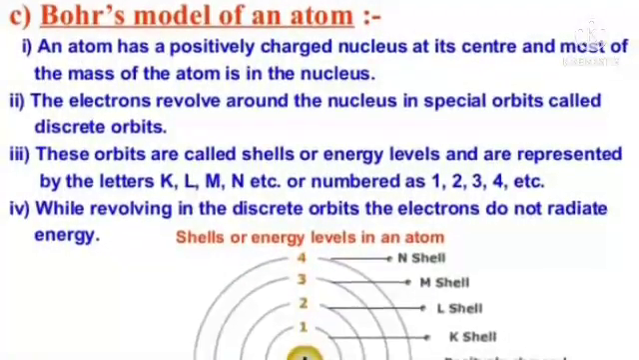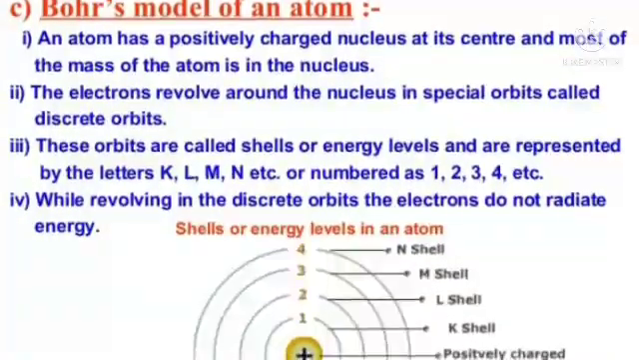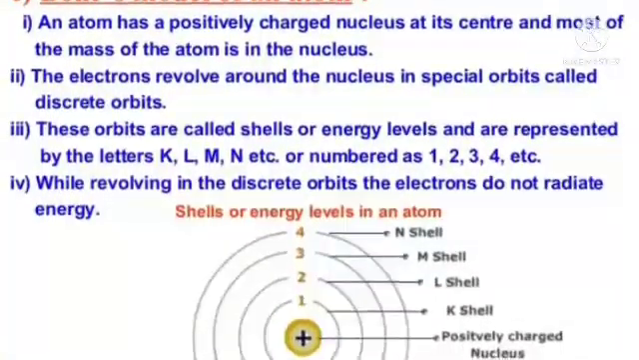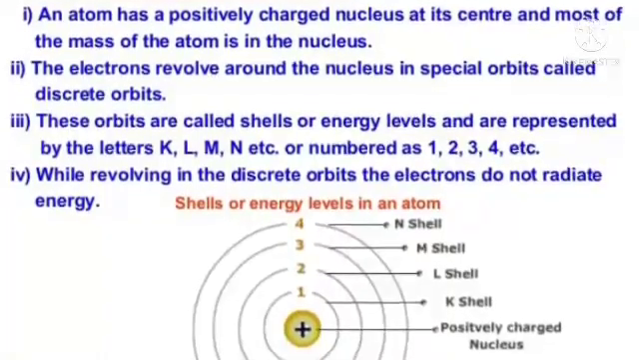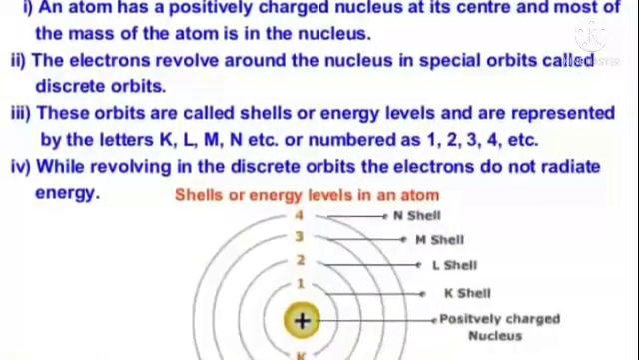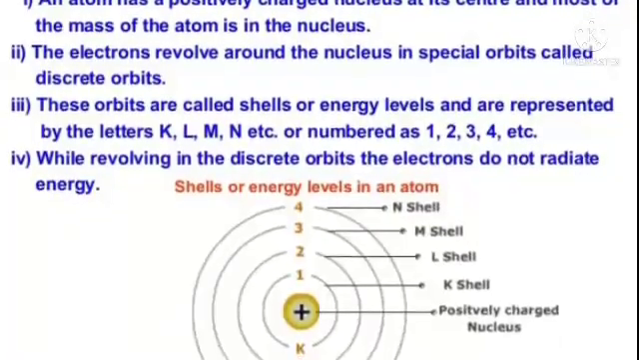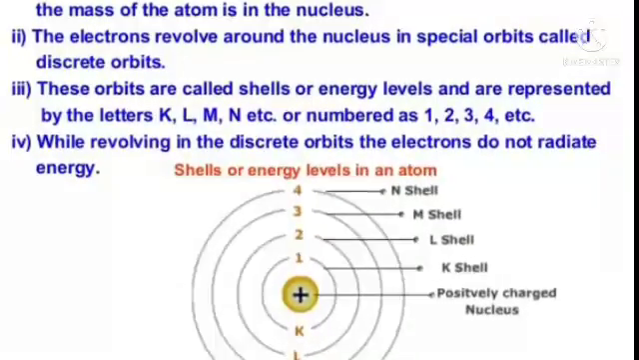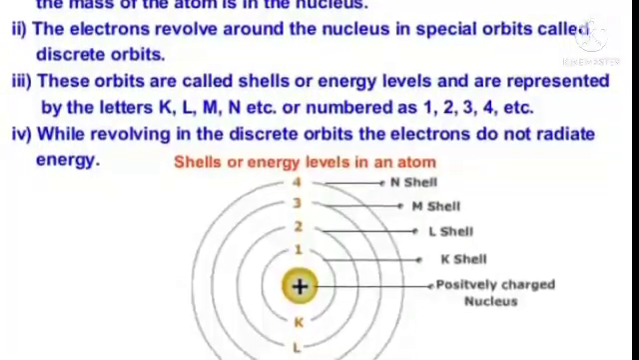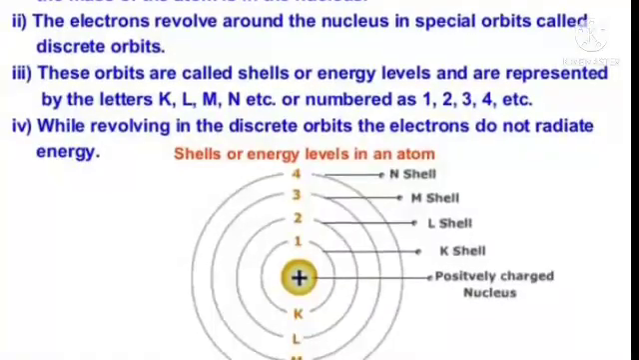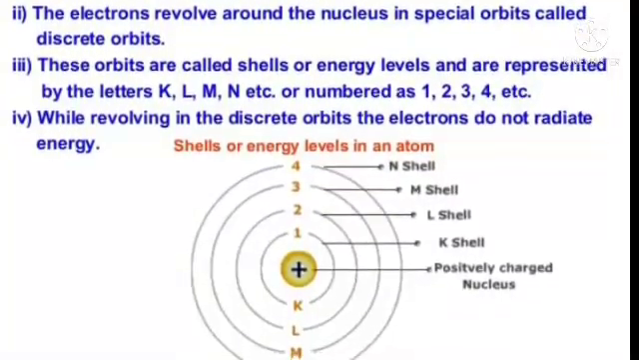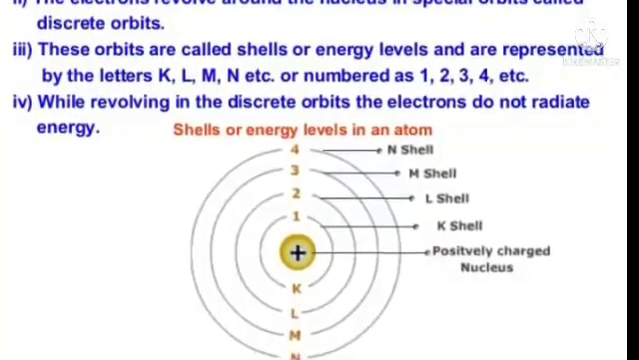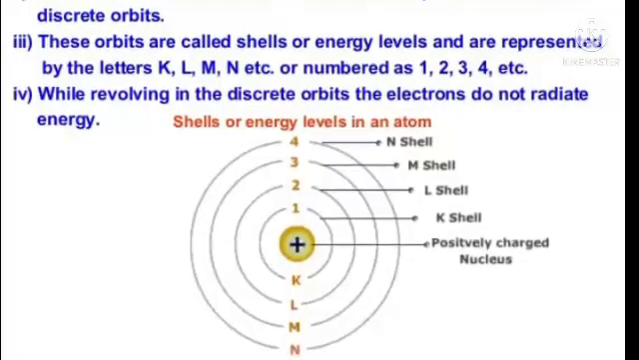The next one, Bohr's model of an atom. An atom has a positively charged nucleus at its center and most of the mass of the atom is in the nucleus. The electrons revolve around the nucleus in special orbits called discrete orbits. These orbits are called shells or energy levels and are represented by the letters K, L, M, N, etc. or numbered as 1, 2, 3, 4, etc. While revolving in the discrete orbits, the electrons do not radiate energy.